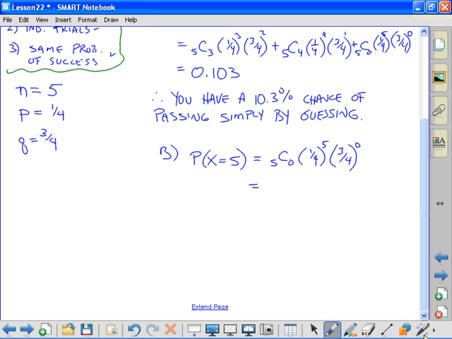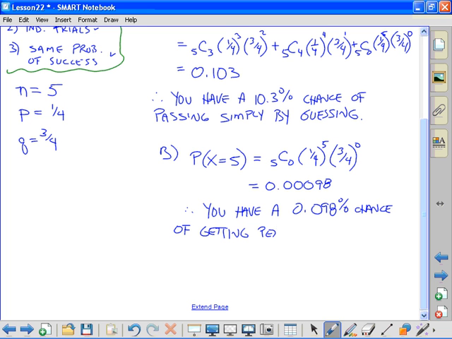And as I work in decimal, 0.00098. So therefore, you have a 0. I'm going to move the decimal place 2 over, 0.098. So not even a 0.1% chance of getting perfect. So you have a 0.098% chance of getting perfect.